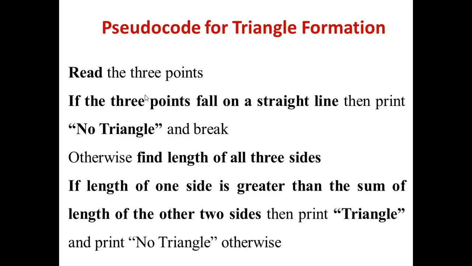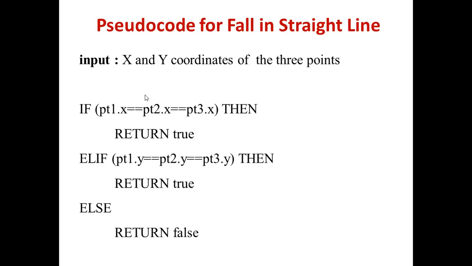If the length of one side is greater than the sum of the lengths of the other sides, then print that as a triangle. Otherwise, just print it as no triangle. This is the actual pseudocode, the steps of operation. And straight away, the coding part has been given.